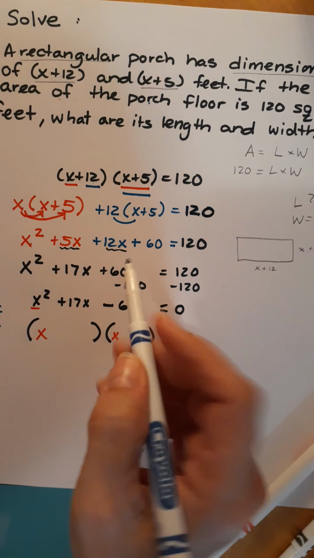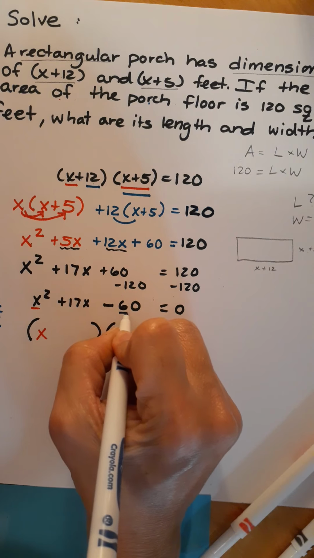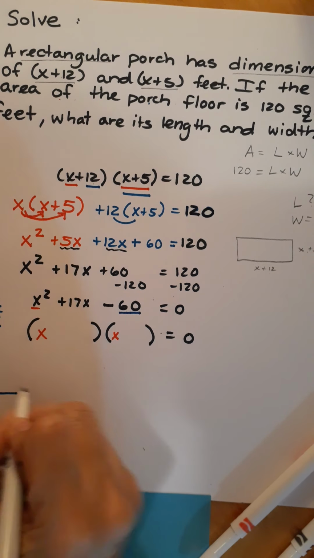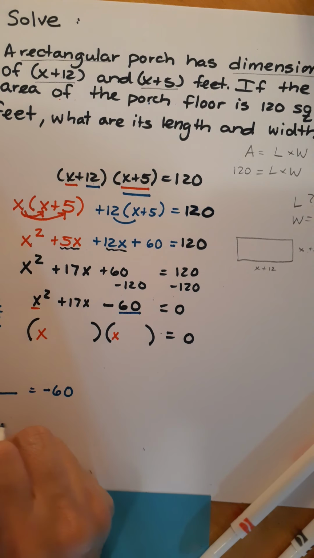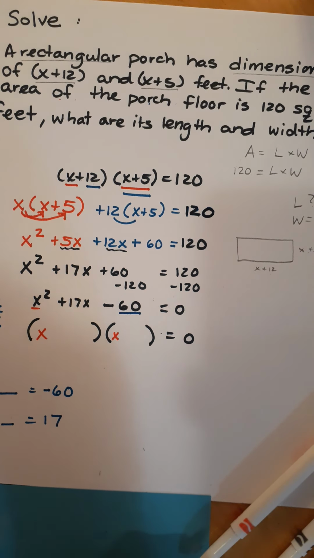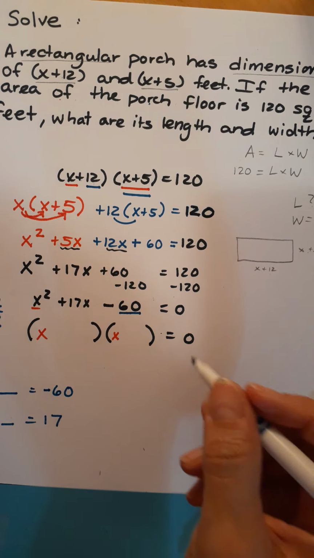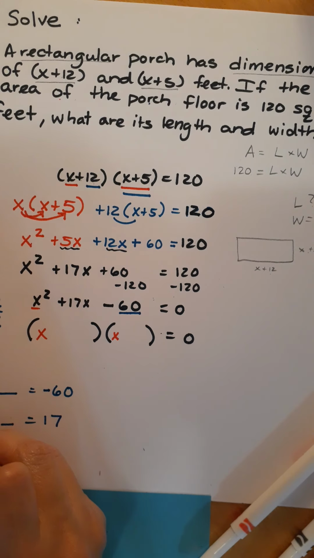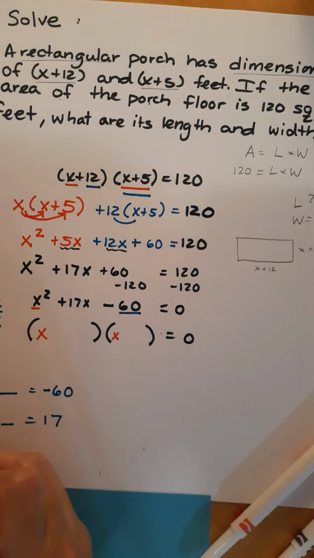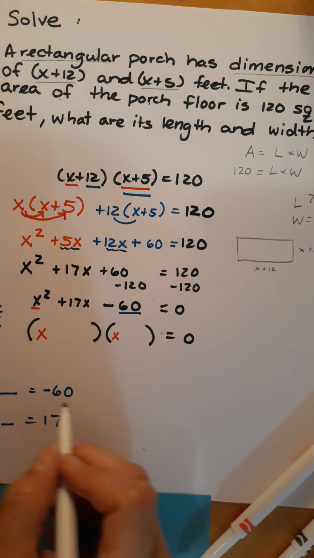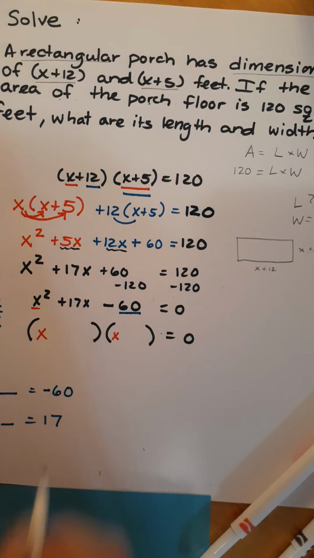And for our second term in each parentheses, we have to figure out what times what gives me negative 60, and also, when I add it, gives me positive 17. I have to be careful with this one because this is negative. That means one has to be positive and one has to be negative. So whatever I multiply with the negative, the positive number's got to be bigger so that when I add them, it's going to give me a positive answer.